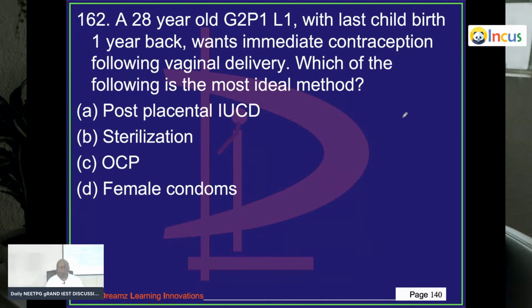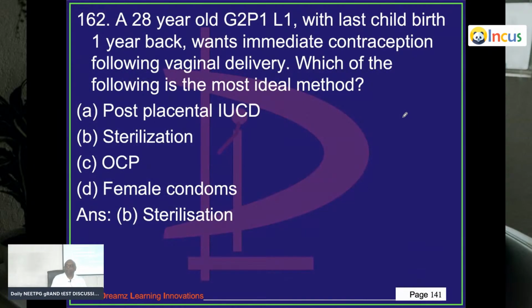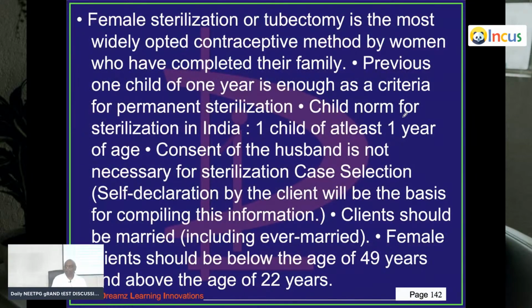A 28-year-old G2P1L1 with last child 1 year back, immediate contraception following vaginal delivery. Sterilization. And it's not compulsory, sterilization. And she did not ask for complete. Look, G2, we do sterilization after vaginal delivery, sir. Huh? Immediate sterilization after vaginal delivery. It's not possible after vaginal delivery, sir, it is possible only with LSCS. Who is there? And she's not asking for a complete sterilization.